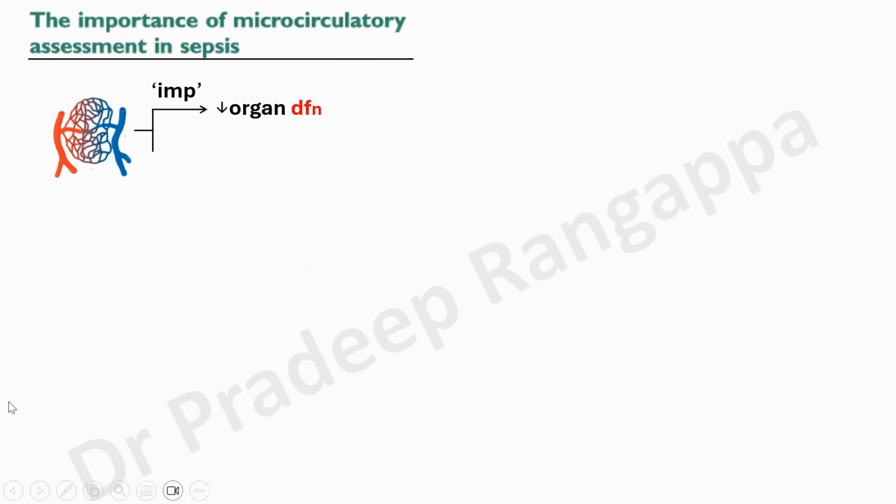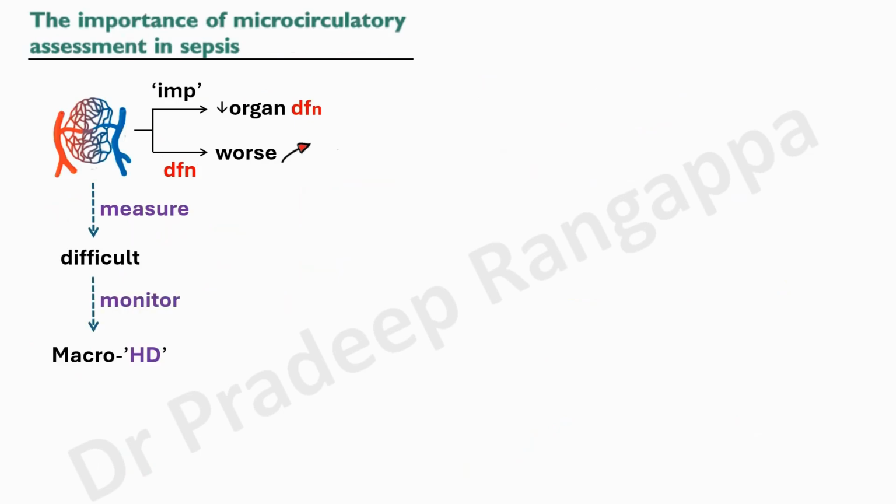So now the question is, what is the importance of microcirculatory assessment in sepsis? It is shown that when there is an improvement in the microcirculation, the organ dysfunction tends to get better, or there is a reduction in organ dysfunction. But if the microcirculation is dysfunctional, it is shown to have worse clinical outcomes. But the whole problem is that measuring microcirculation is difficult. So rather, we monitor macro hemodynamics and take it as a representative of microcirculation, which is not the case.